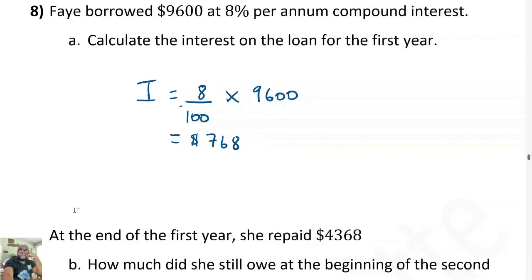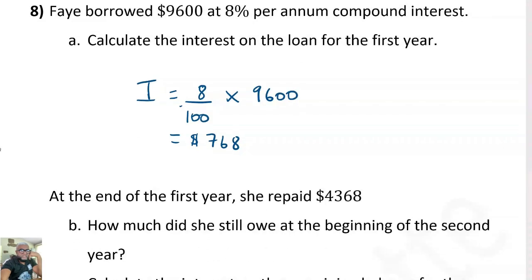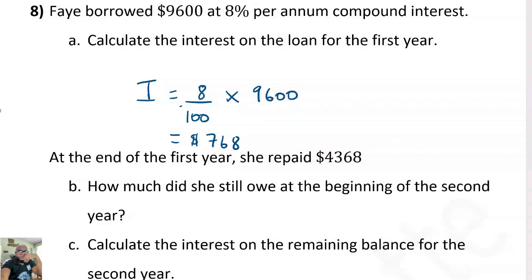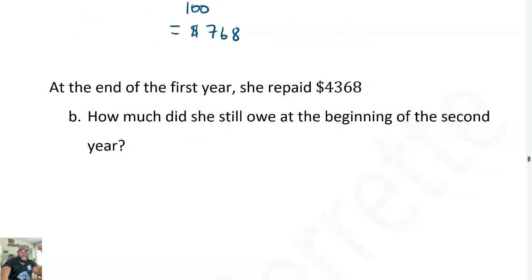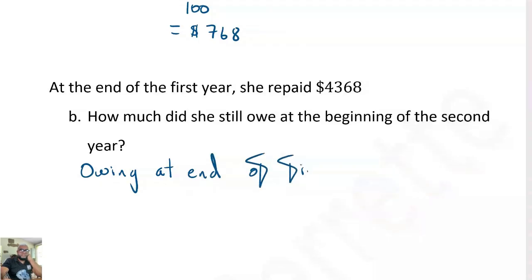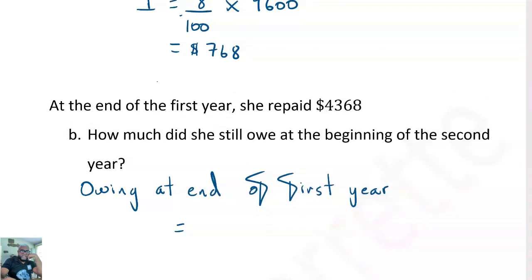Now, they said at the end of the first year, she paid 4,368. How much did she still owe at the beginning of the second year? So, let's calculate how much she is owing at the end of the first year, right? So, how much did she initially owe? What was the principal? 9,600. Excellent.